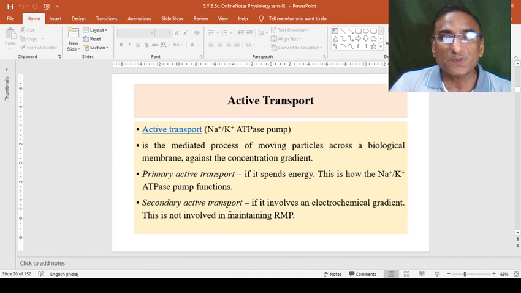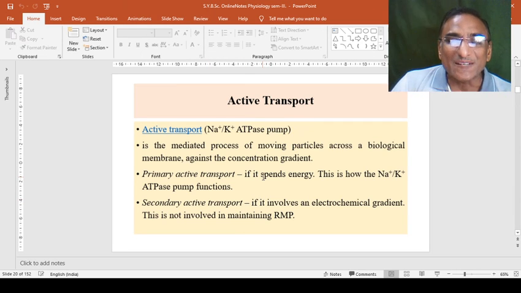Secondary active transport involves an electrochemical gradient. Here is the concentration gradient, here is the electrochemical gradient. This is not involved in maintaining resting membrane potential. It means this is the general movement, the required movement as per the activity of the cell.